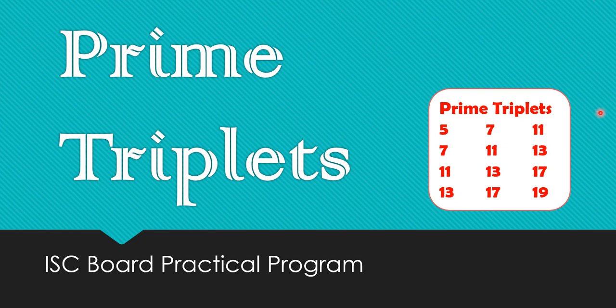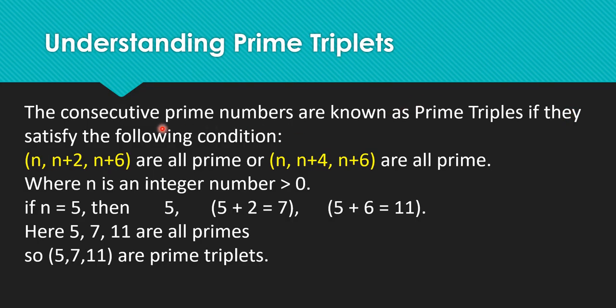Hello everyone. In this video, we are going to discuss an ISC board practical program, prime triplets. So we are going to see what is a prime triplet. If a combination of three numbers with some difference, all the three numbers are prime, then you call it prime triplets. There are some criteria which will be discussed before going to the program.